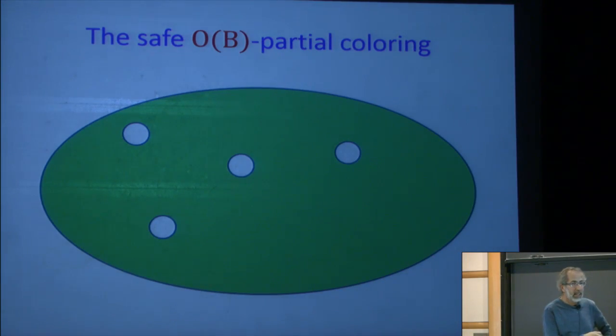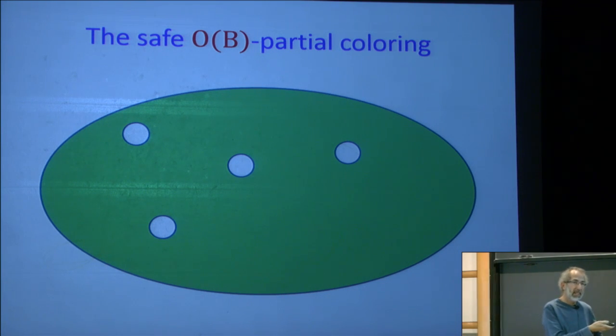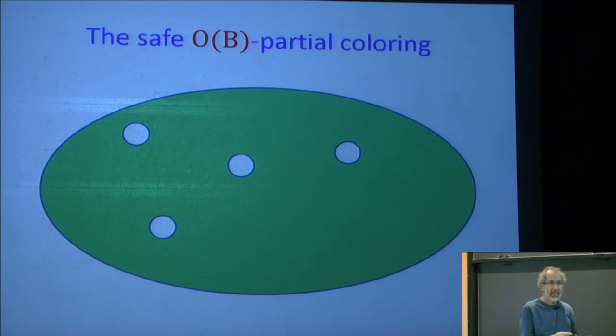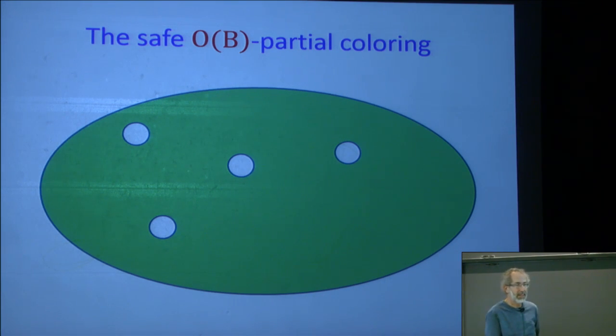So B would be something exponentially small in D, so n over 2 to the D. If D, let's say, is a large constant, then this white area is really a linear fraction of the graph. If D is larger than log n, then it doesn't appear at all. So these are the bad vertices.